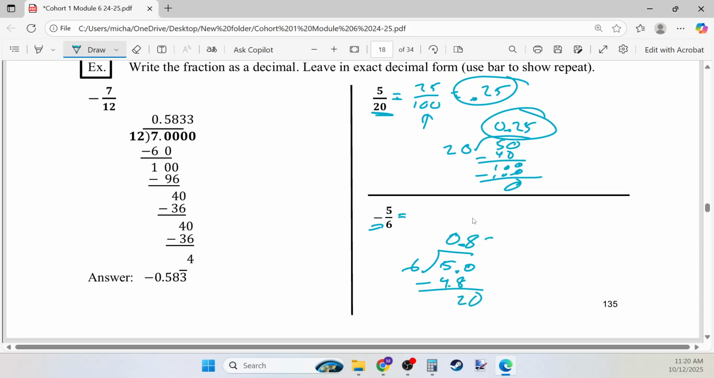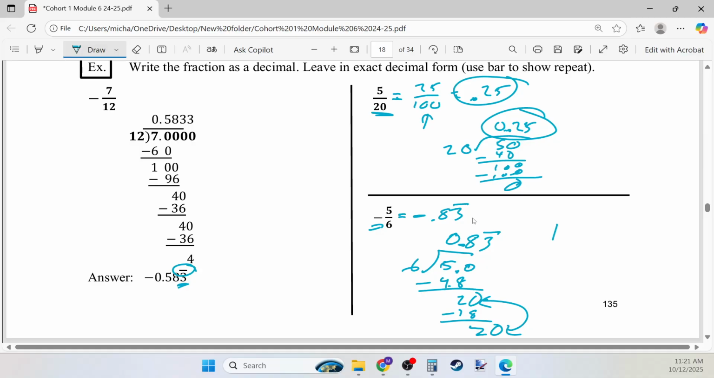6 goes into 20 three times. 3 times 6 is 18. It has a remainder of 2. We bring down a 0. This is the same number as this, so now we're stuck in a loop, which means we're going to repeat. Our answer is negative 0.83 with the 3 repeating. This bar on the top means that it repeats the digits underneath of it.